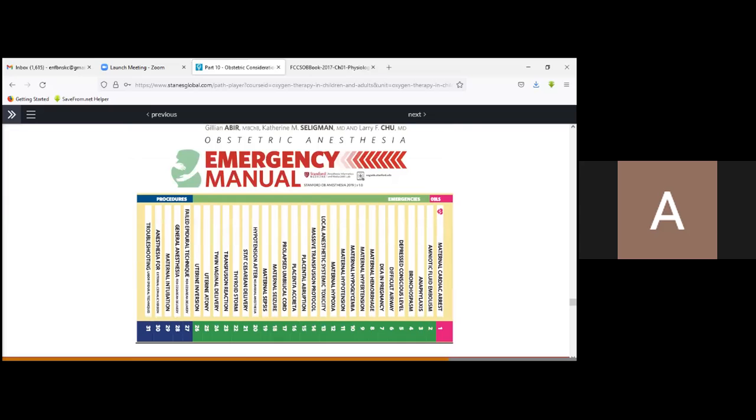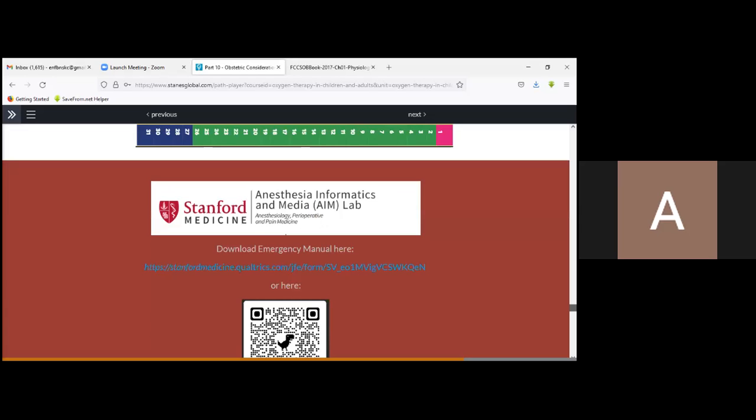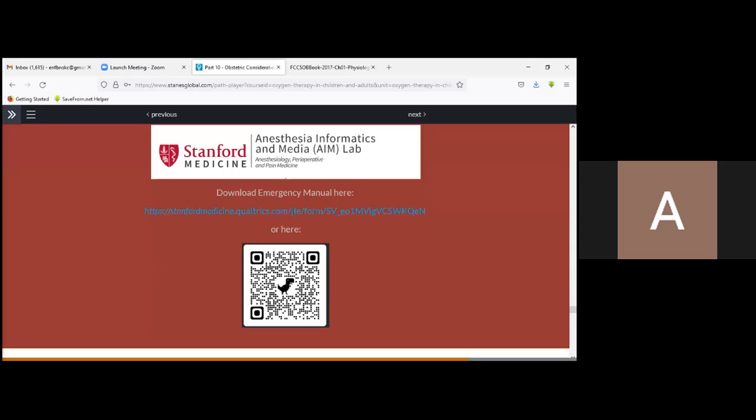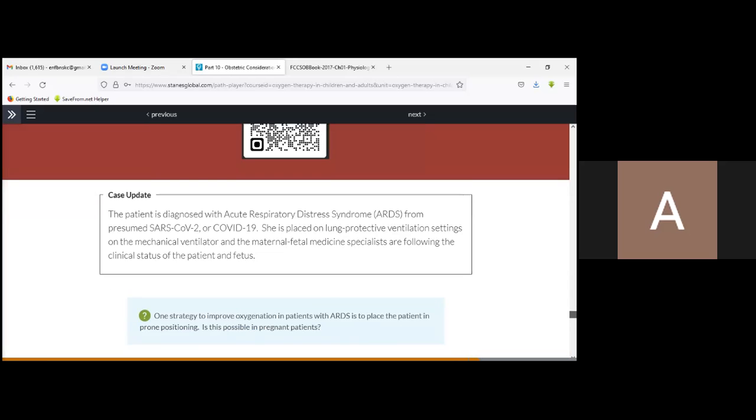And then we are being reminded here that there is a manual that you can download, the Obstetric Anesthesia Emergency Manual. It is a great resource that you can go through. Every aspect of the care, you can find it there and adapt to your practice, no matter the setting. Okay, let's progress. Let's scroll down. So you can download this from this site.